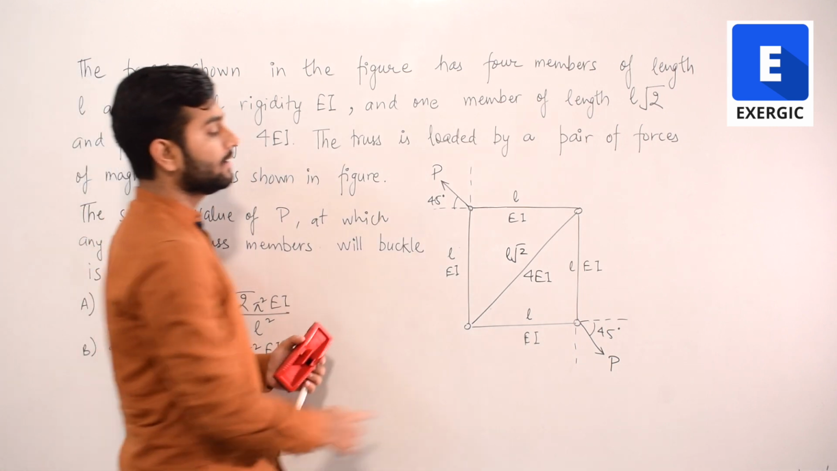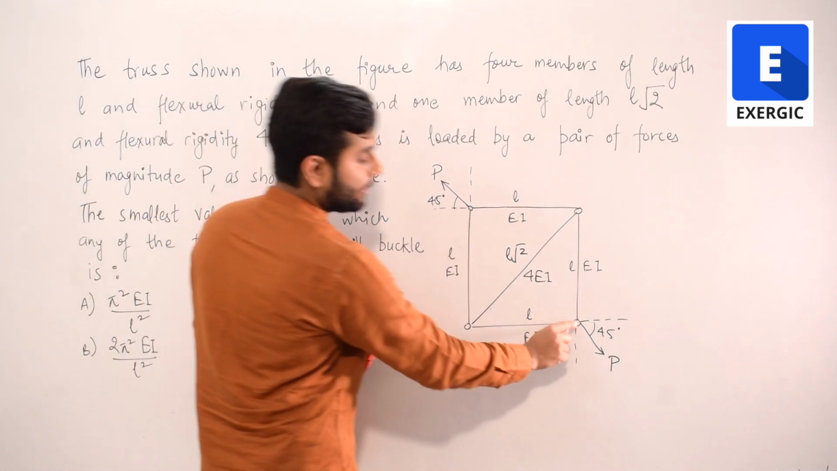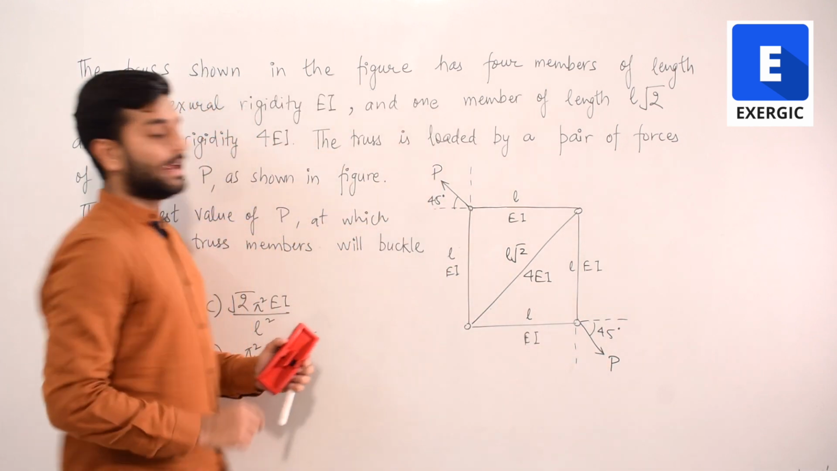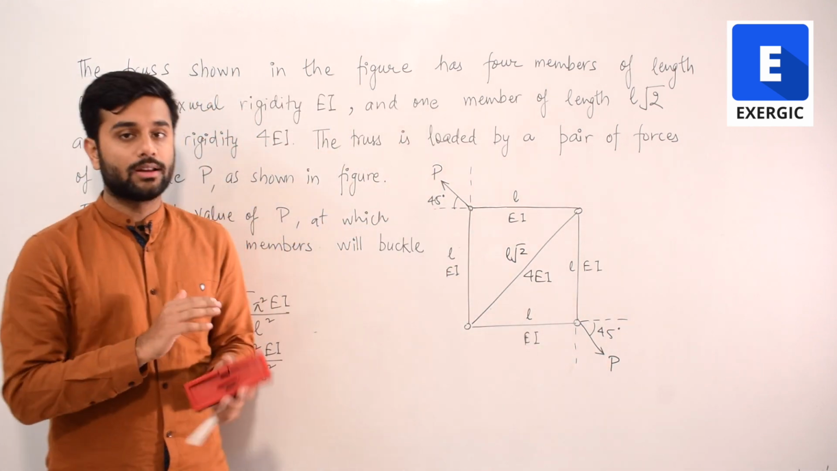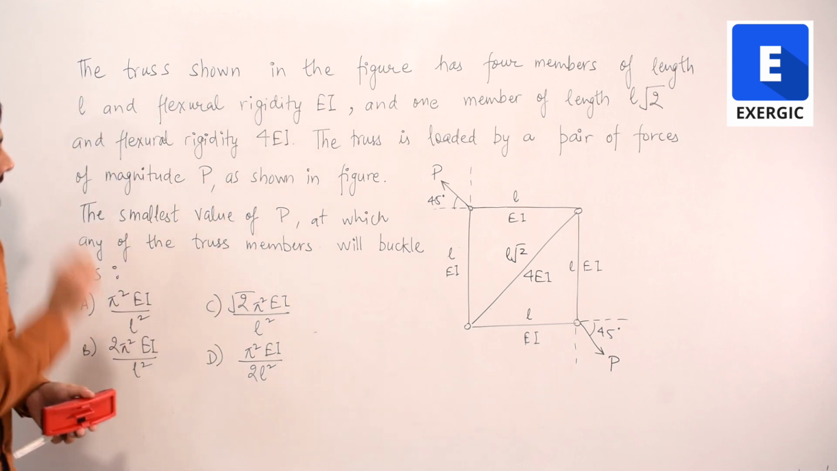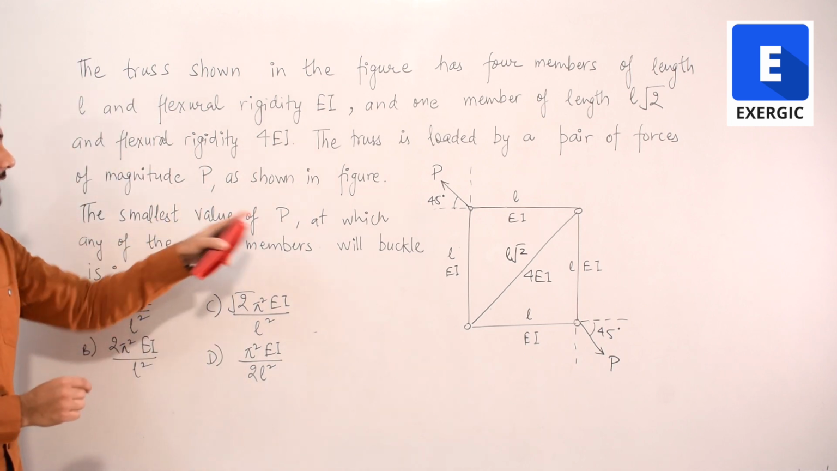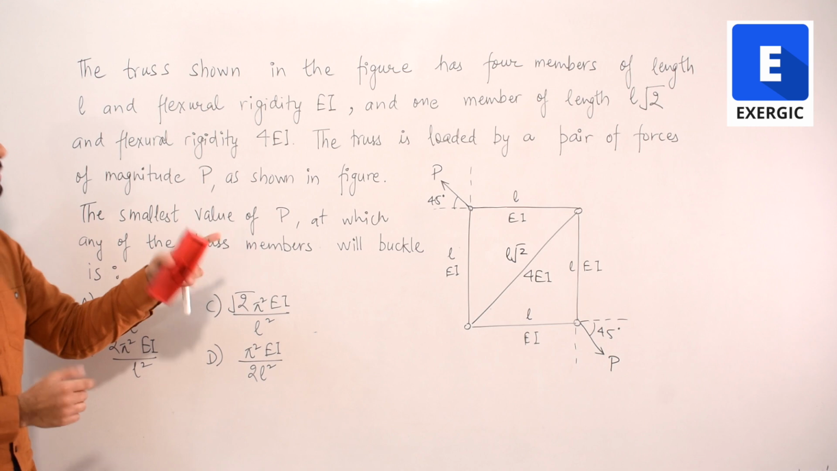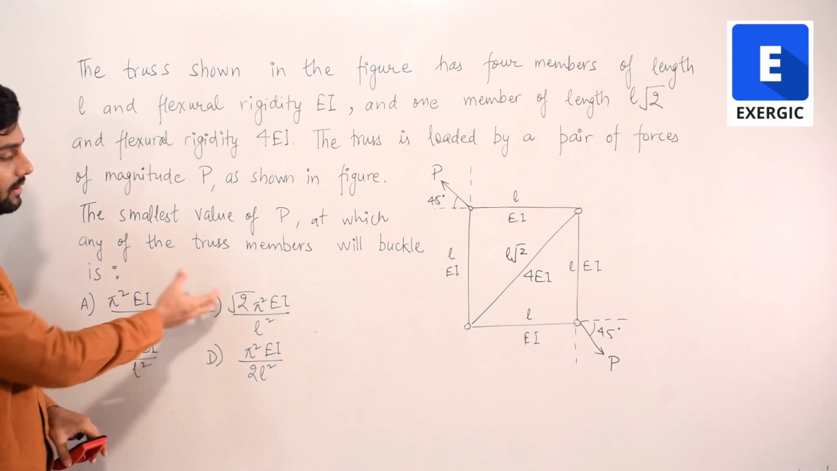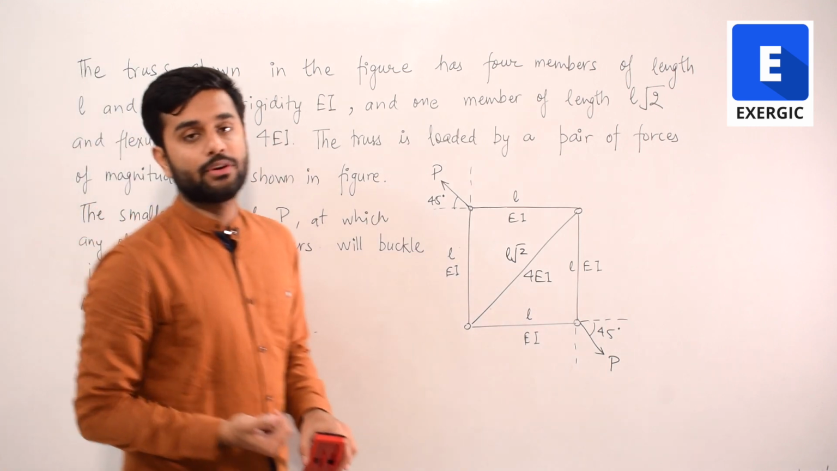So you can see that at this and at this end we have P force acting at 45 degrees from the horizontal. It is asking you the smallest value of P at which any of the truss members will buckle. 4 expressions are given. The best one, the correct one, you have to choose.